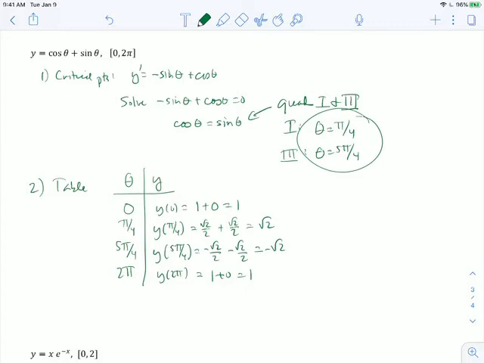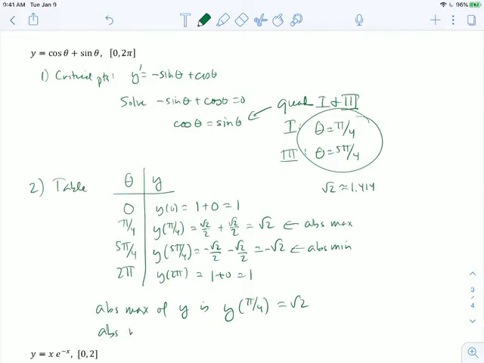So I need to remember that the square root of 2 is about 1.414, and so that's going to be bigger than 1, so this is my absolute max. And as the only negative number amongst my options, this is going to be the absolute min. And so I would report back and say that the absolute max of y is y of pi over 4 equals the square root of 2, and the absolute min of y is y of 5 pi over 4 equals negative square root of 2.